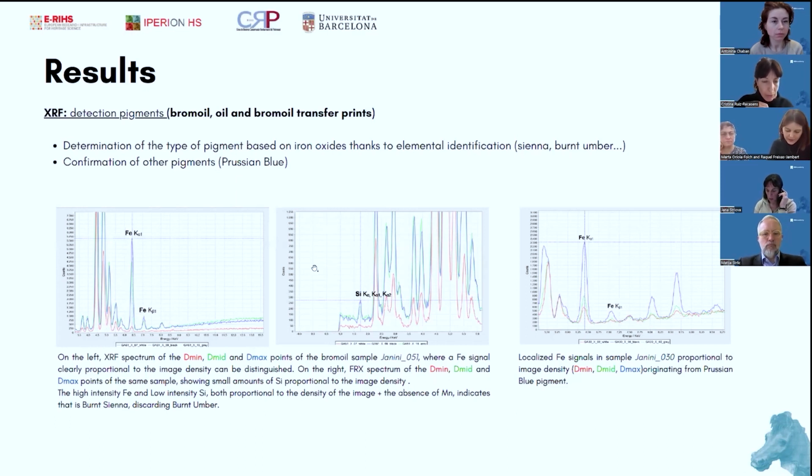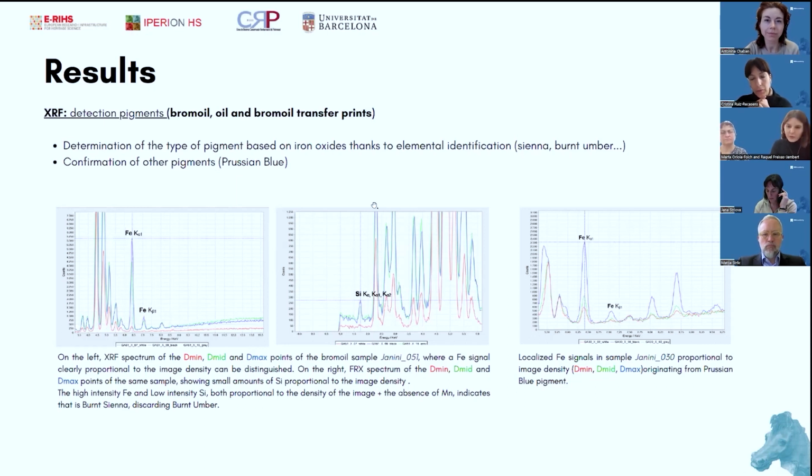On the right, there is an X-ray fluorescence spectrum of the Dmin, Dmid, and Dmax points of the same sample, showing small amounts of silicon, proportional also to the image density. So the high intensity of the iron and the low intensity of silicon, both proportional to the density of the image, plus the absence of manganese, indicates that this pigment is burnt sienna and discards burnt umber.